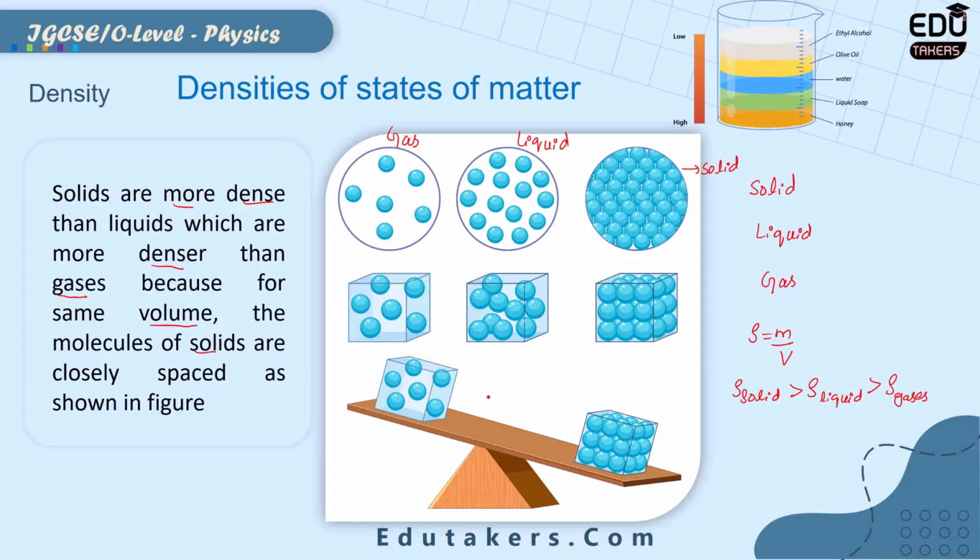You can also see the second figure here. The molecules are also shown. Here is solid, it's liquid, and that is gas. So in these three states of matter, the solid is much denser as compared to the liquid and the gas.